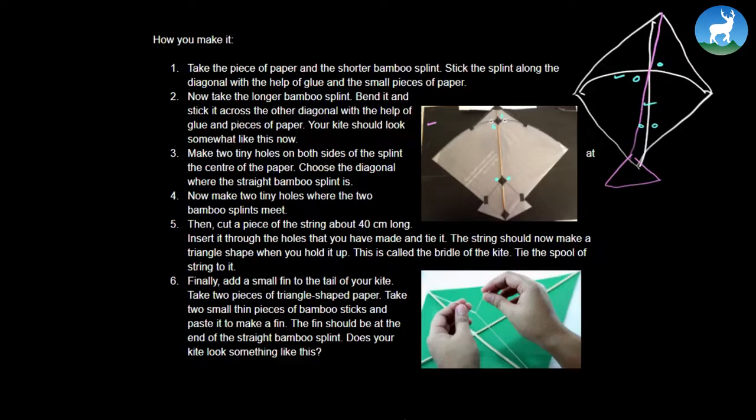you have made and tie it. The string should now make a triangle shape when you hold it up. This is called the bridle of the kite. Tie the spool of string to it.